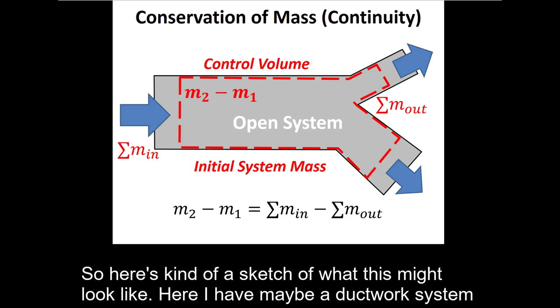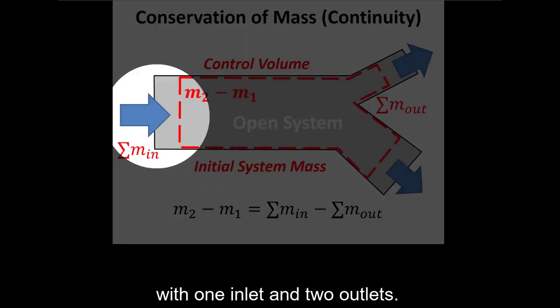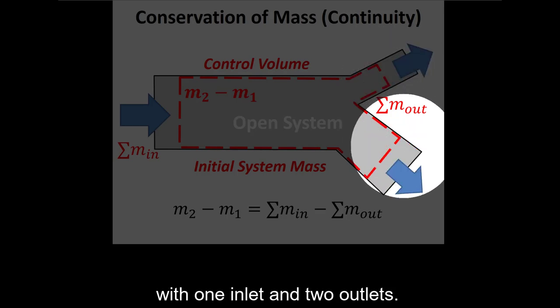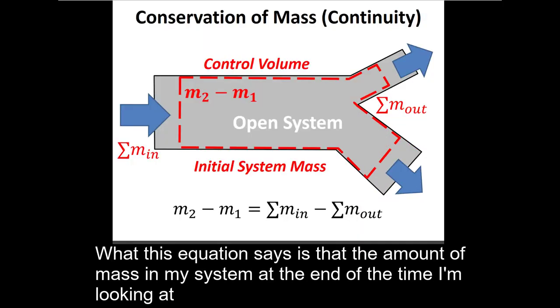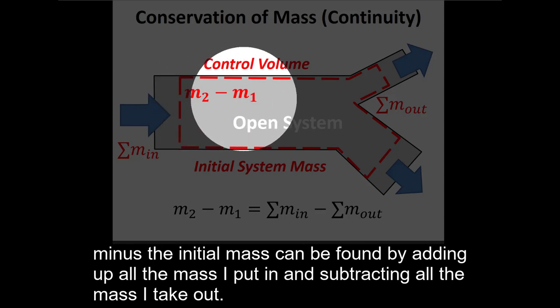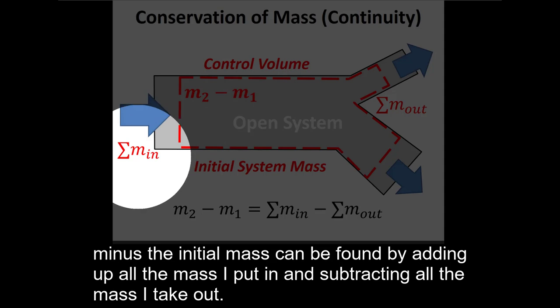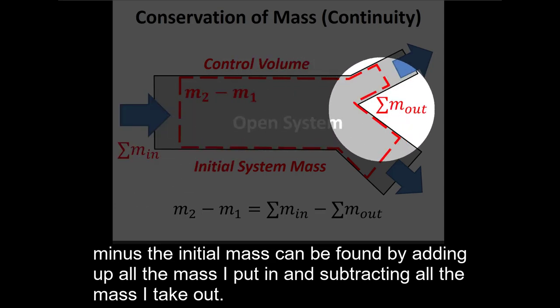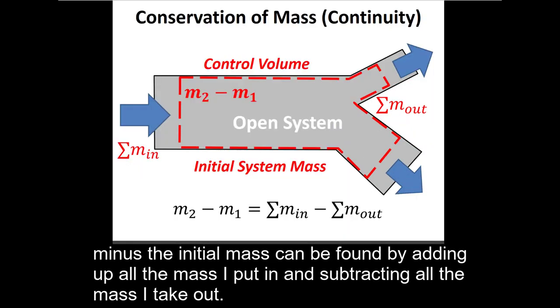Here I have maybe a ductwork system with one inlet and two outlets. What this equation says is that the amount of mass in my system at the end of the time I'm looking at minus the initial mass can be found by adding up all the mass I put in and subtracting all the mass I take out.